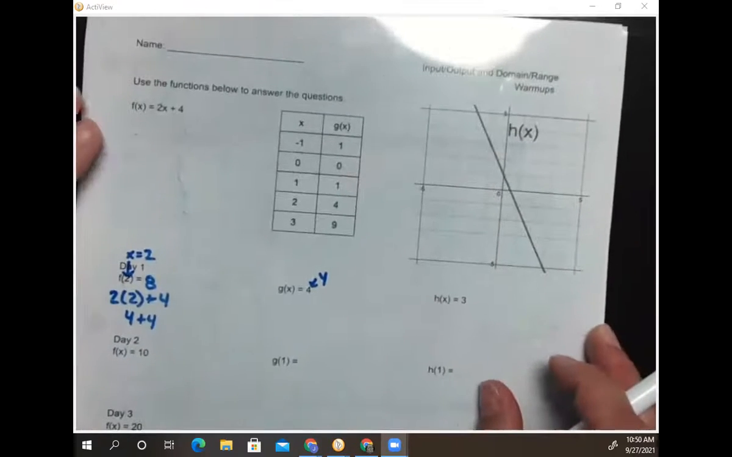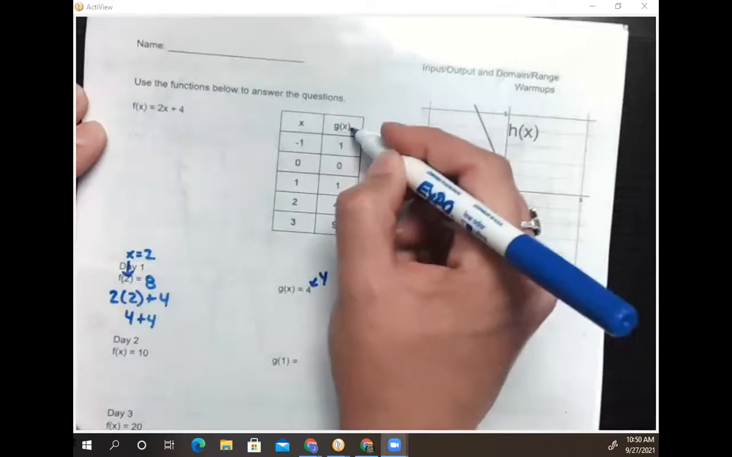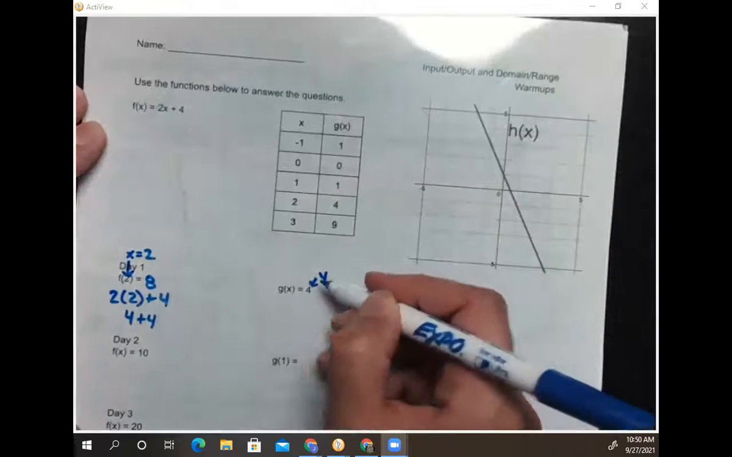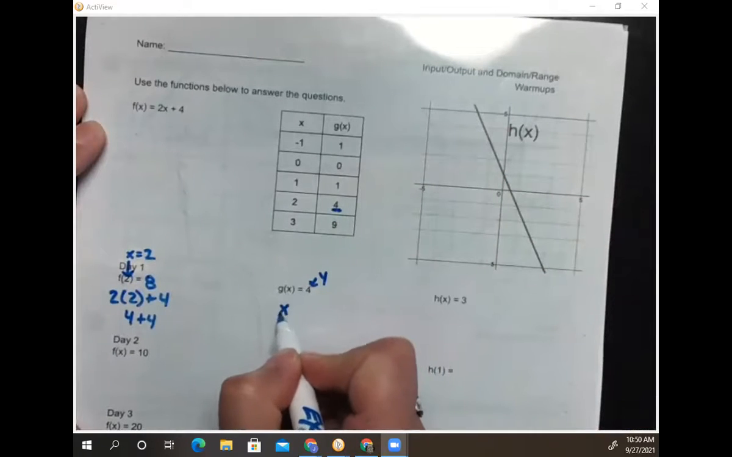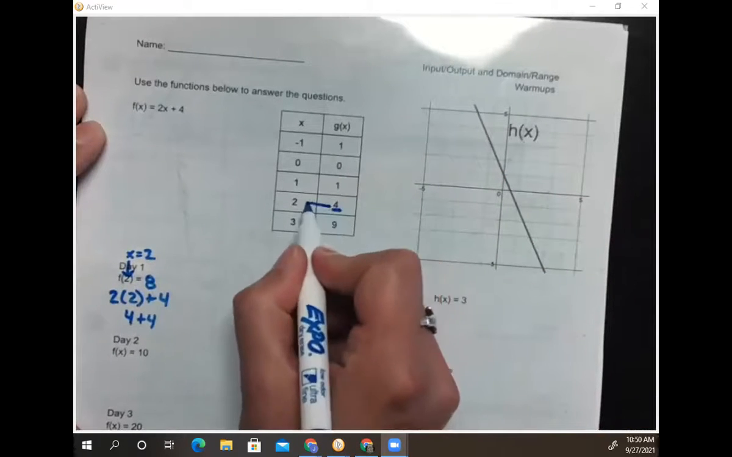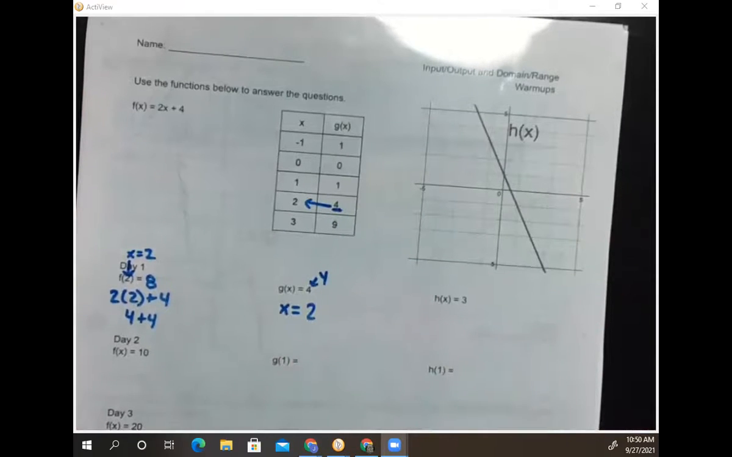So we'll get there. So what we're going to do here is just look at our table, because that's g of x, and we're going to look at where that y value is 4 and give the x value. That's what we're missing here. What x value gave me this? So that would be 2. So if my function value, my y value is 4, that means my x value had to be 2.